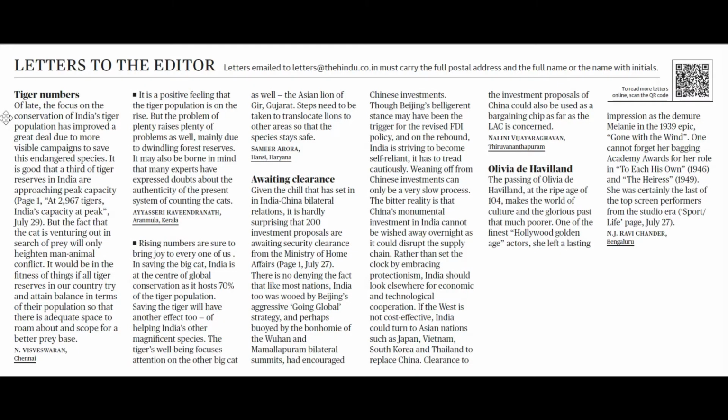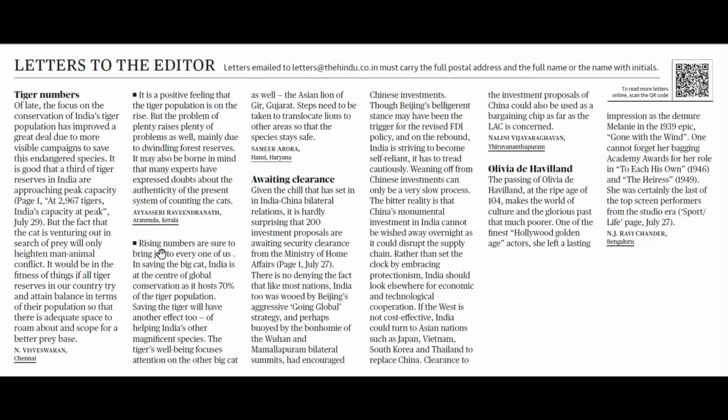Friends, here is the column of newspaper where the letters to the editor are published. You can have a look here. These are the letters to the editor of the newspaper The Hindu, and here Mr. Visweswaran from Chennai has written about the tiger conservation of India. India's tiger population has improved a great deal due to more visible campaigns to save this endangered species. So this was a burning issue concerning environment. Here you will see there is no salutation or subscription, just the body part, the body paragraph or the description of the issue.